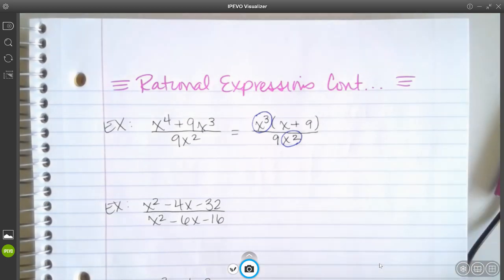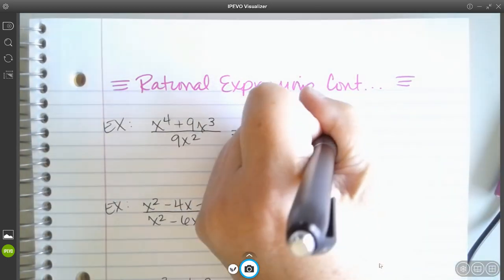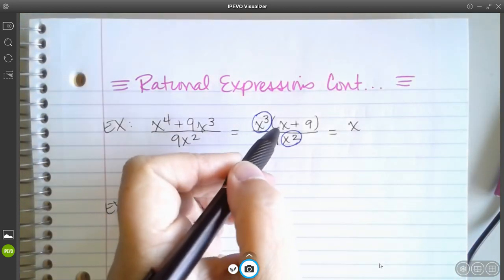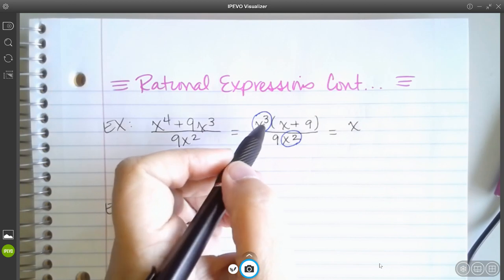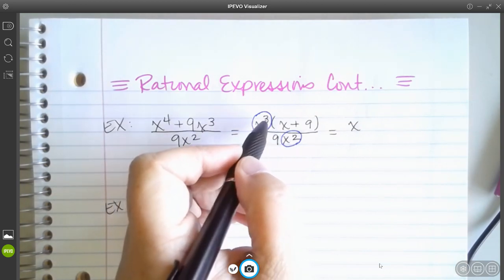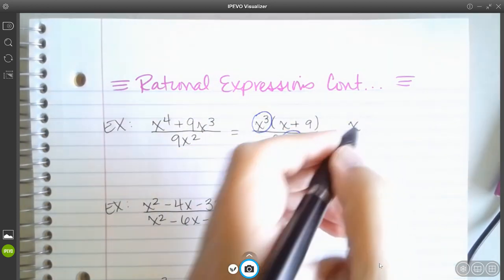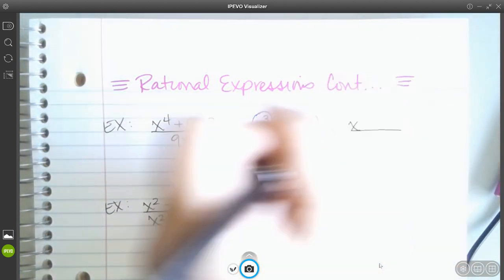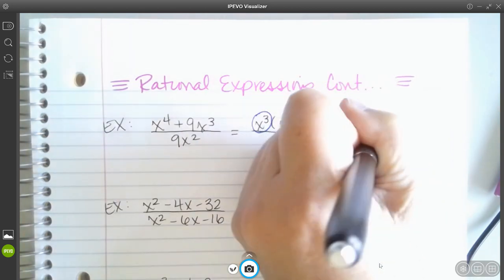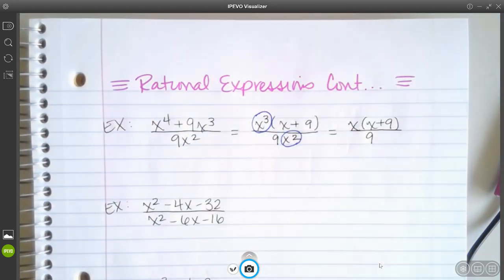You are allowed to subtract those exponents. I'm not saying subtract the fractions, oh my gosh, subtract the exponents. So I'm going to take 3 minus 2. That's going to give me x. I'm going to leave the x plus 9 alone. And then on the bottom, I'm going to get 9.